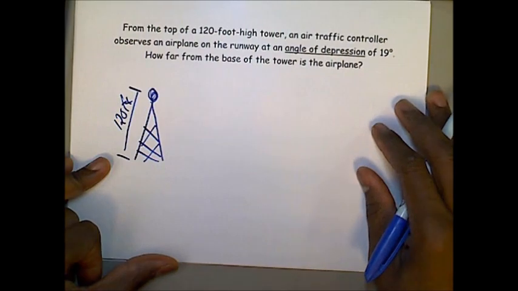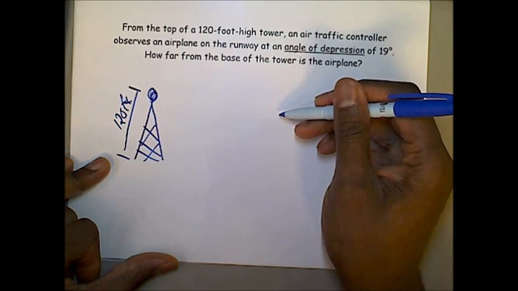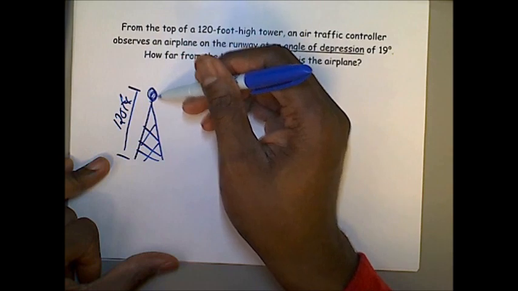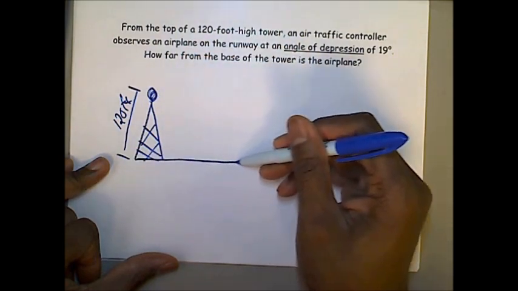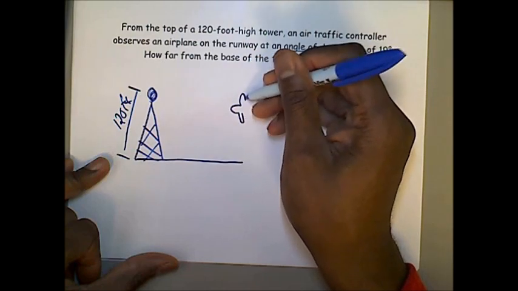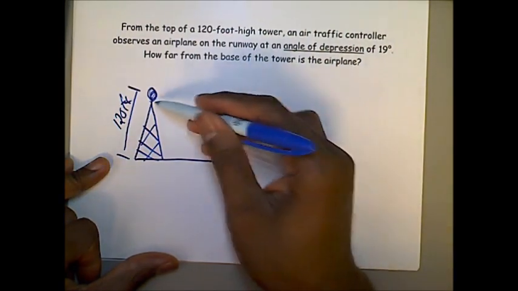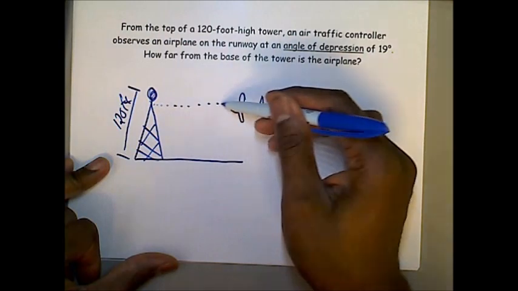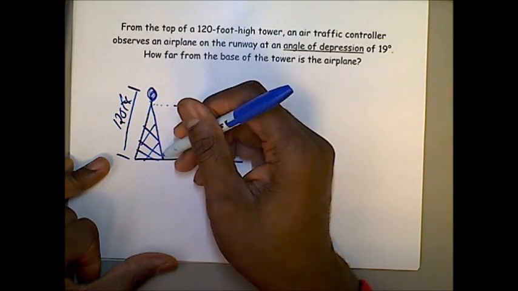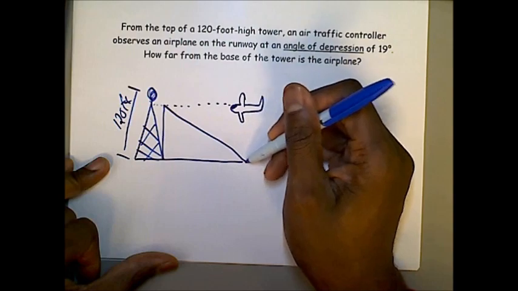Now, the air traffic controller right here notices that the airplane is on a runway at an angle of depression of 19 degrees. So if you remember anything about the angle of depression, I'll draw my airplane right here. Not a bad looking airplane, that right there. But he notices that there is an angle of depression of 19 degrees. He notices that the airplane is right there. So this is the height of my tower right here. And here's my right triangle.